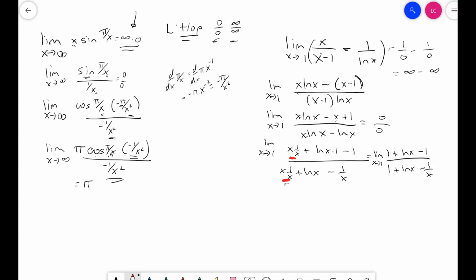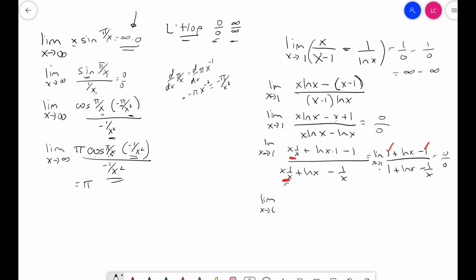So now I can see these two 1's cancel. So I'm left with ln of x in the numerator, and then 1 plus ln of x minus 1 over x. Now plug in 1. So ln of 1 is 0. I get that on the numerator. I have 1. ln of 1 is 0 minus 1. 0 over 0.